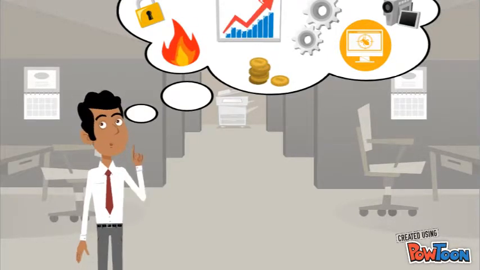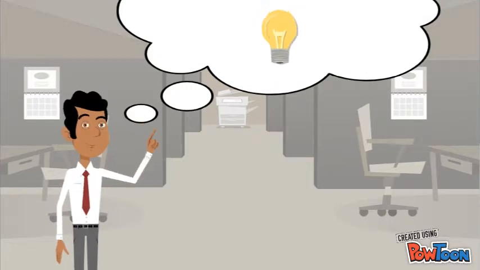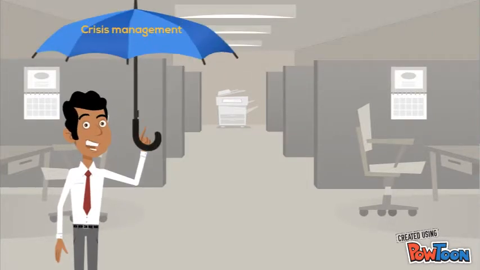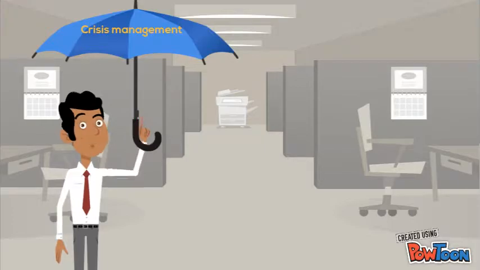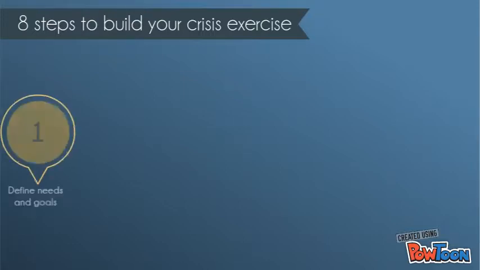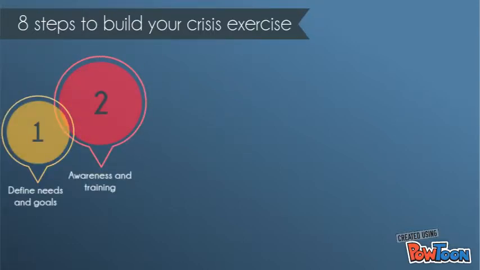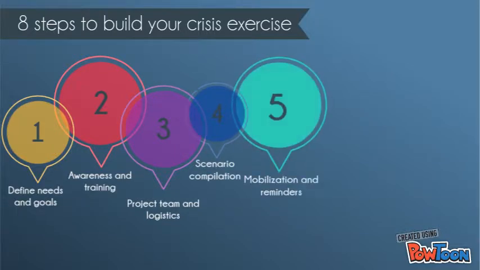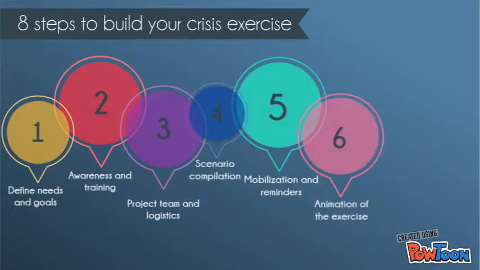The practice of crisis exercises is one perfect example to improve crisis management and allow your organization to be more resilient. During this short video, we'll describe step by step how to build a crisis exercise: define needs and goals, awareness and training, project team and logistic, scenario compilation, mobilization and reminders, exercise animation, on-the-spot and delayed feedback.